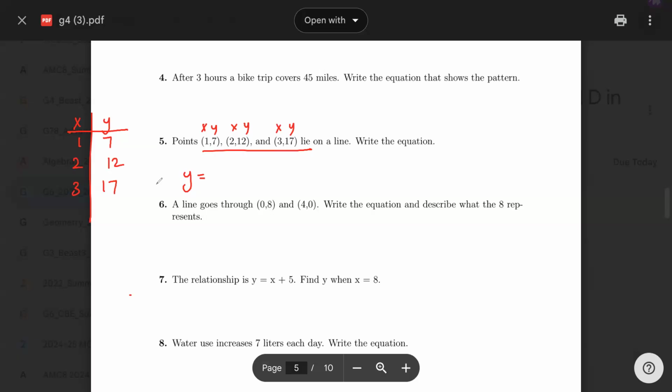Because first when I listed it down, I made my table. Then I wrote y, x, and then I wrote down the numbers with 1, 7, 2, 12, 3, 17. And then I found the difference between 7 and 12, and that would be 5 upon 1. Very nice. So what did she do? She wrote out the table values here, x, y, x, y, x, y.